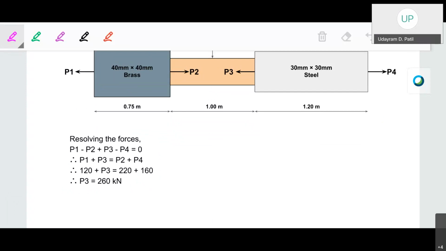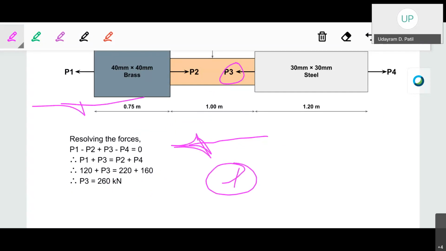As the particular value is positive, the direction of P3 is as given. याच्यामध्ये तुम्हाला direction of P3 is given, so you know that the force will be like this. The value will be positive, as we are considering the force going to the left hand side as positive.